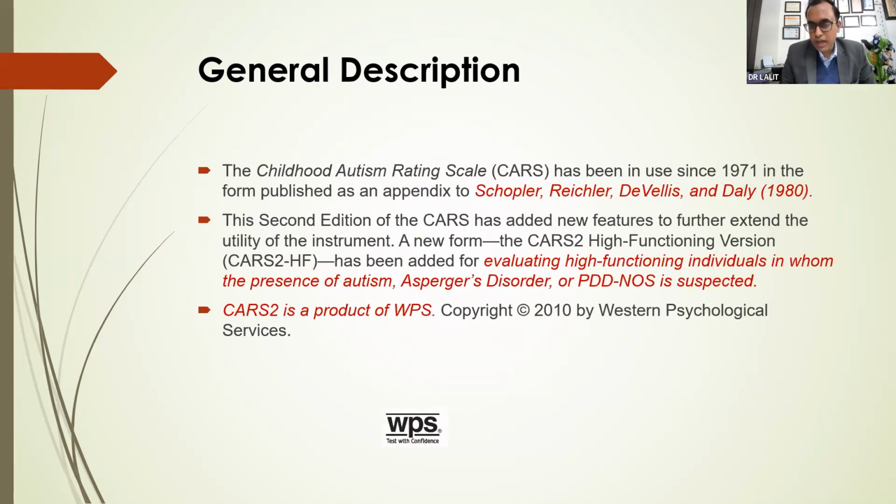The Childhood Autistic Rating Scale has been used since the 1970s, and it was developed by Schopler and colleagues. The second edition of CARS has now added further things, which I am telling you, that along with the CARS, we now have the version for high functioning. So there is a difference between the 2, that is the CARS 2, the second edition, and CARS HF, that is high functioning. As I've told you, this high functioning category of CARS scoring is used for those who are coming under Asperger, who are high functioning, and those who are not coming under the severity of autism spectrum disorder. Now, this CARS is a product of WPS, that is Western Psychological Services. And if anyone is interested, one can purchase it from there also.